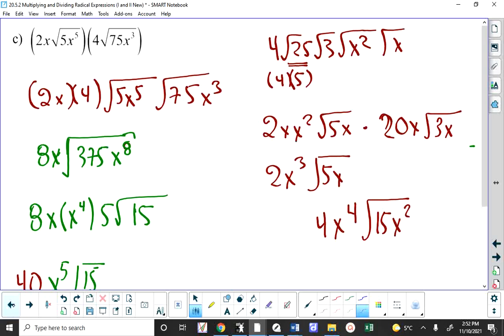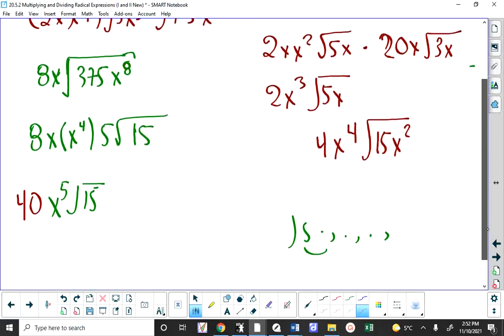Don't leave me yet. I'm not done. Don't fall asleep on me. And I can take out the x squared and add another x to it and get 40x to the 5 root 15. I don't know which one was quicker there. I think this was more work simplifying each first. It's kind of like flipping a coin sometimes. But yeah, you can feel free to do that.